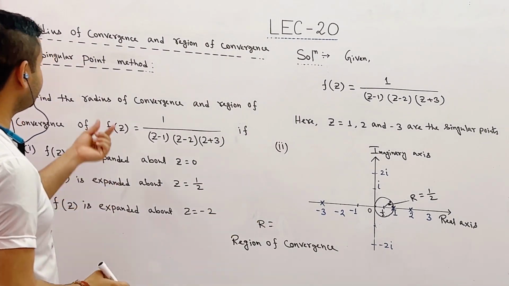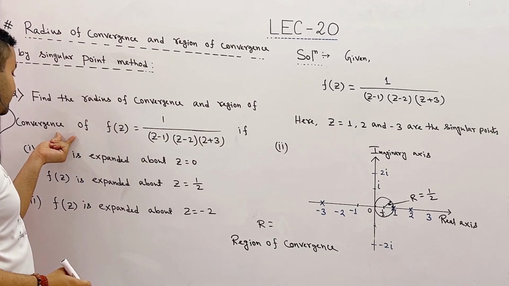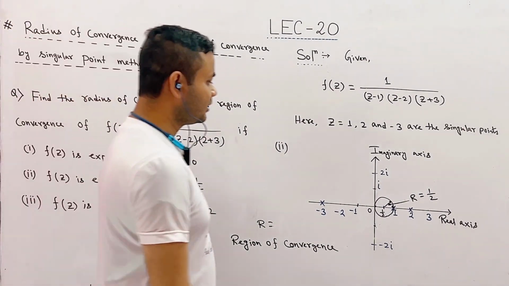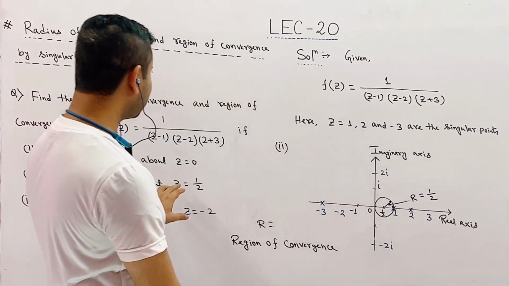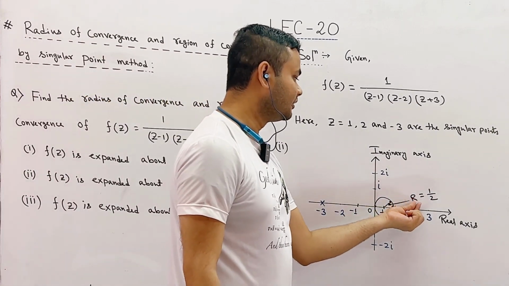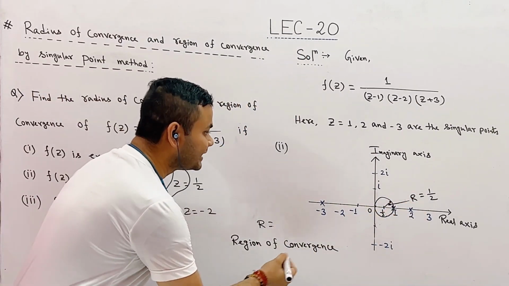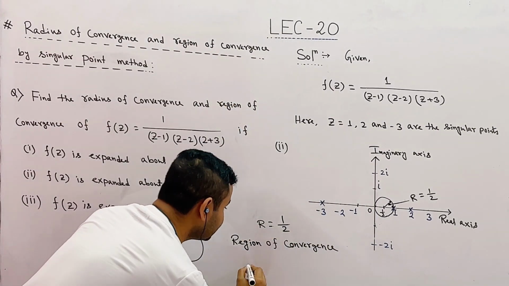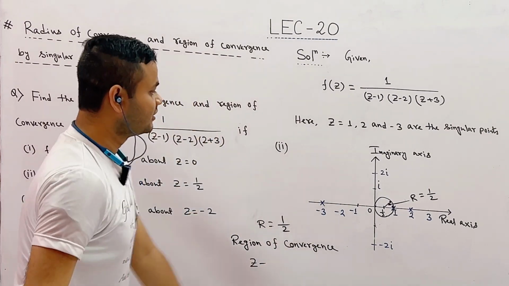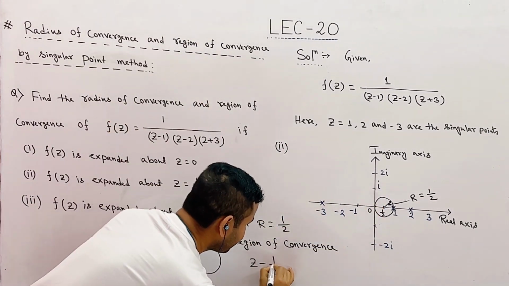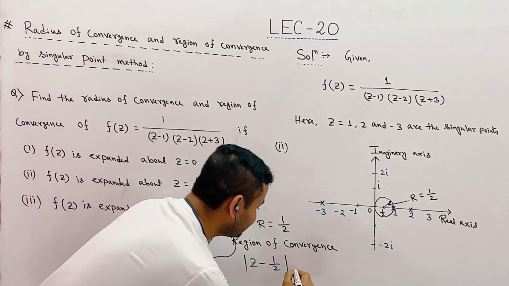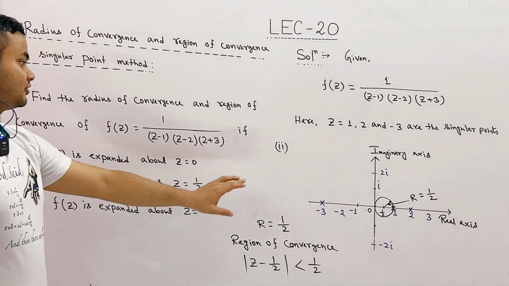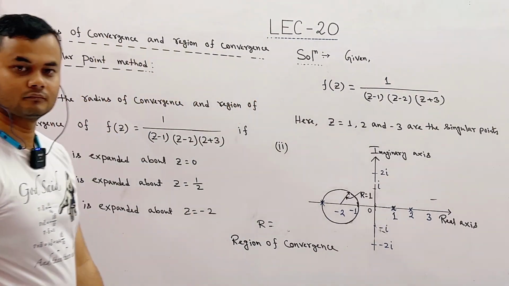Next let us find out the radius of convergence and region of convergence if we expand f of z about z equal to half. So if we draw the largest possible circle about z equal to half, then we will get the radius of the circle as half. So in this case the radius of convergence is half, and the region of convergence is given by modulus of z minus z naught, where z naught equal to half, less than r, which is half. So this is the solution of question number 2.